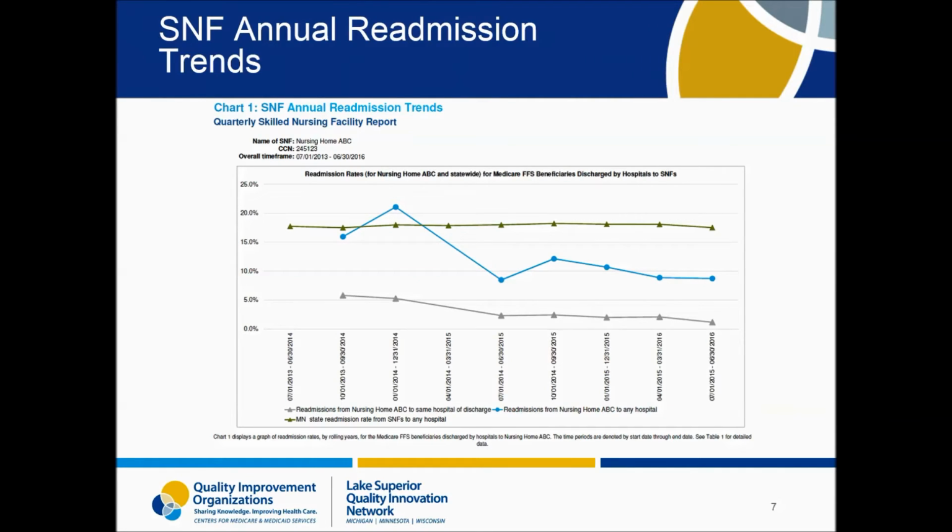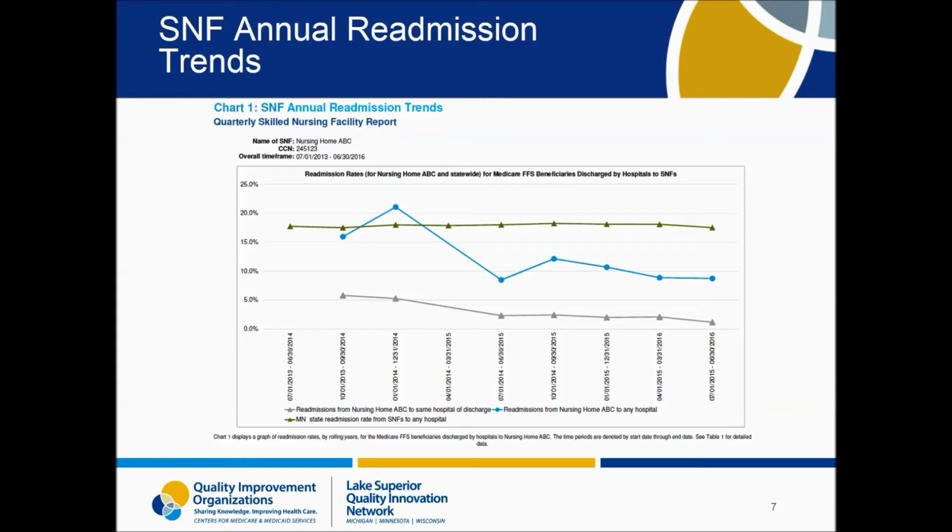Chart 1 that you'll see here shows readmissions from nursing homes to the hospital, specifically compared to the state readmission rates. The gray line that you'll see is readmissions for patients who came from a hospital to your home and were readmitted back to the same hospital. The blue line is for patients who were readmitted back to any hospital, even if it was different from the one they came from. The green line is a comparison to the state rates for these readmissions.